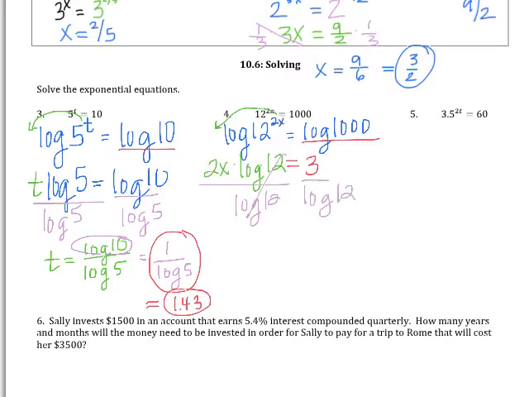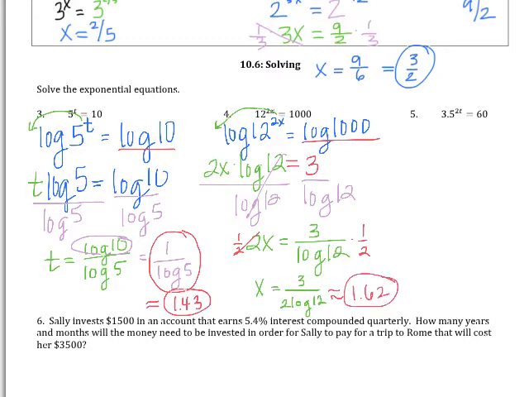So now I have 2x is equal to 3 divided by log 12. And again, if you don't have a calculator, then you just need to simplify this as much as possible, get x by itself. So to get rid of that 2, I'm going to multiply by 1/2 on both sides, so that my final answer is x equals 3 divided by 2 times the log of 12. And then if I have a calculator, I can type that in, and I would get approximately 1.62.